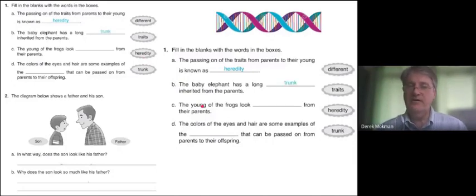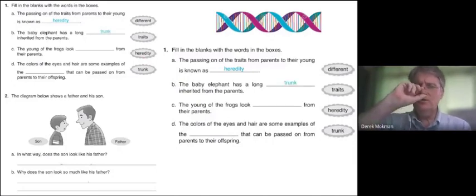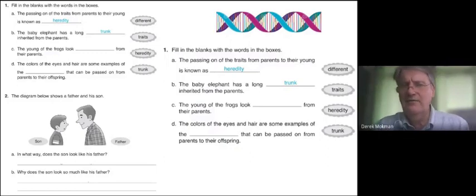Well done. Very good. What's the long nose called in Thai for an elephant? What do we call that? Is that what it's called? Really? Okay. Thank you.